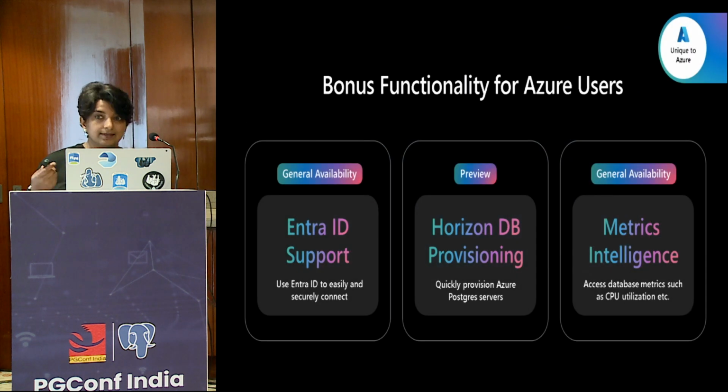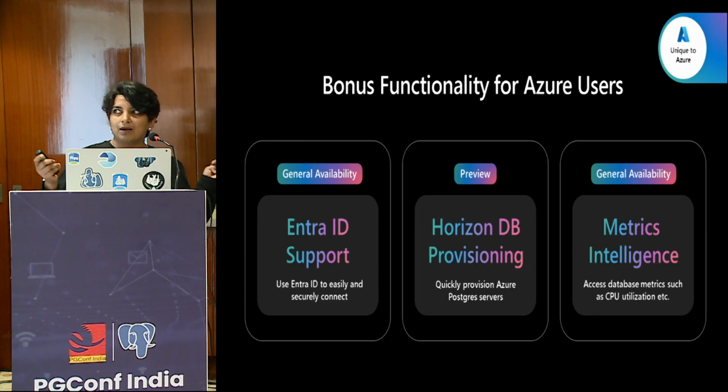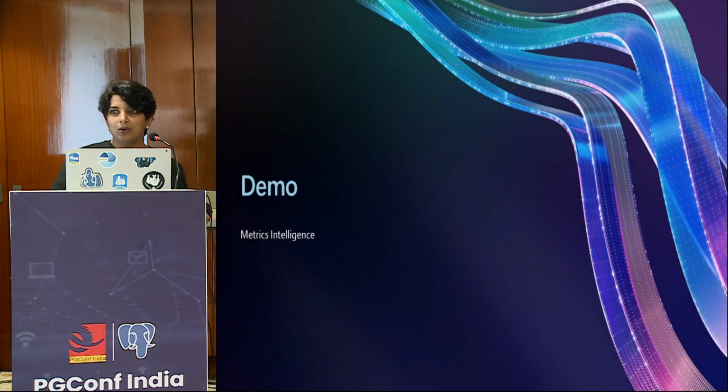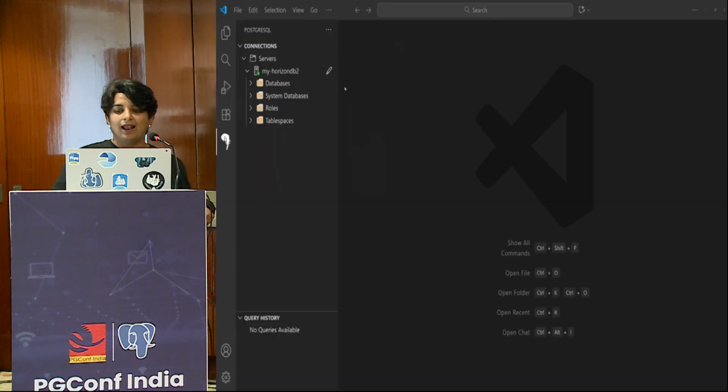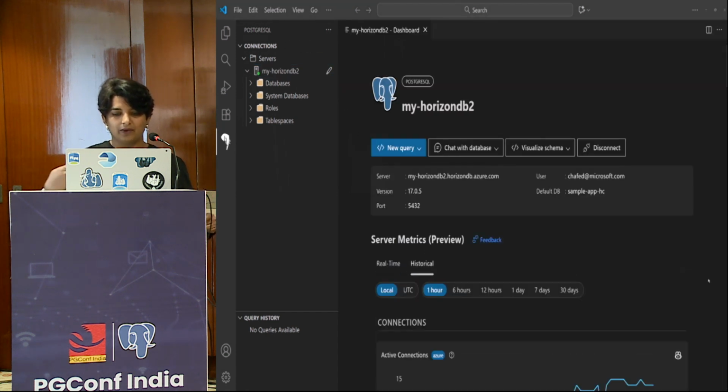We also have Entra ID support, and you can do HorizonDB provisioning straight from VS Code. And the one feature that I'm super excited about is metrics intelligence. I have a little demo to show you where it can really go onto a dashboard and tell you what's happening. You can use the agent to completely understand what's up with the CPU. Let me show you how it looks here.